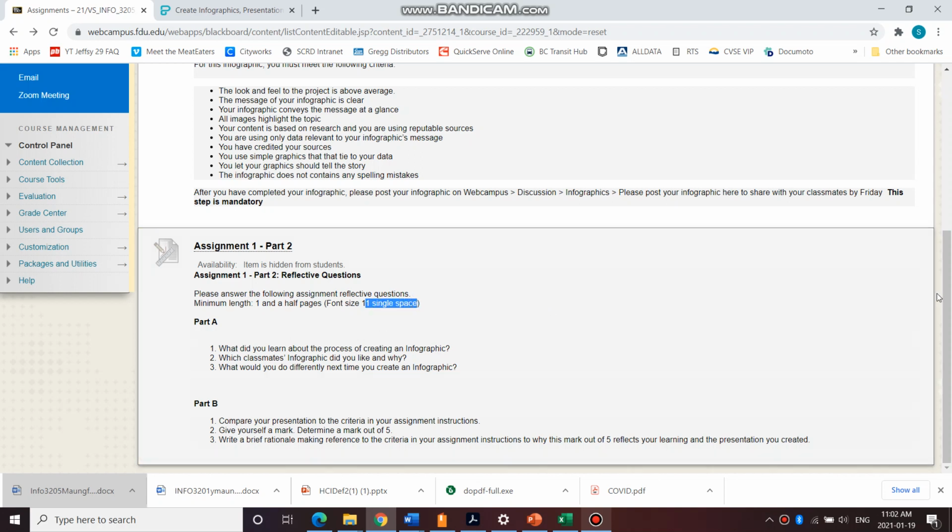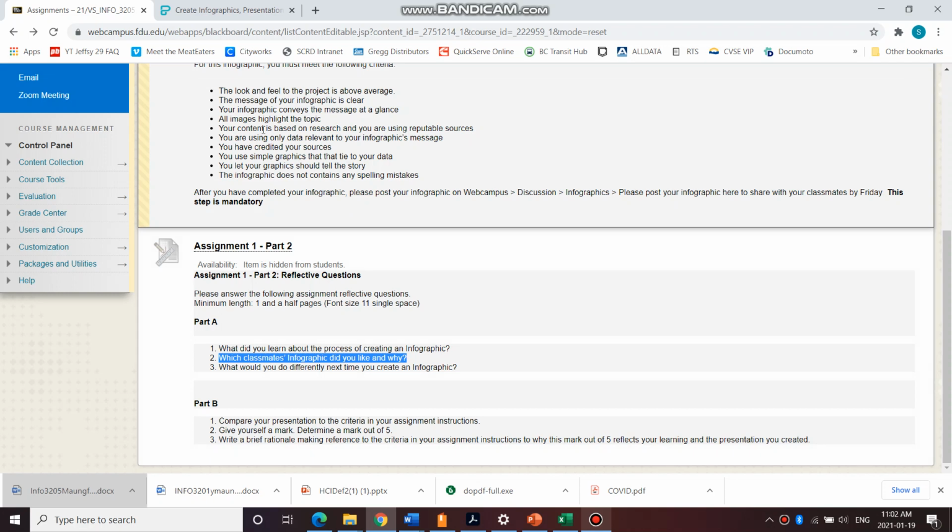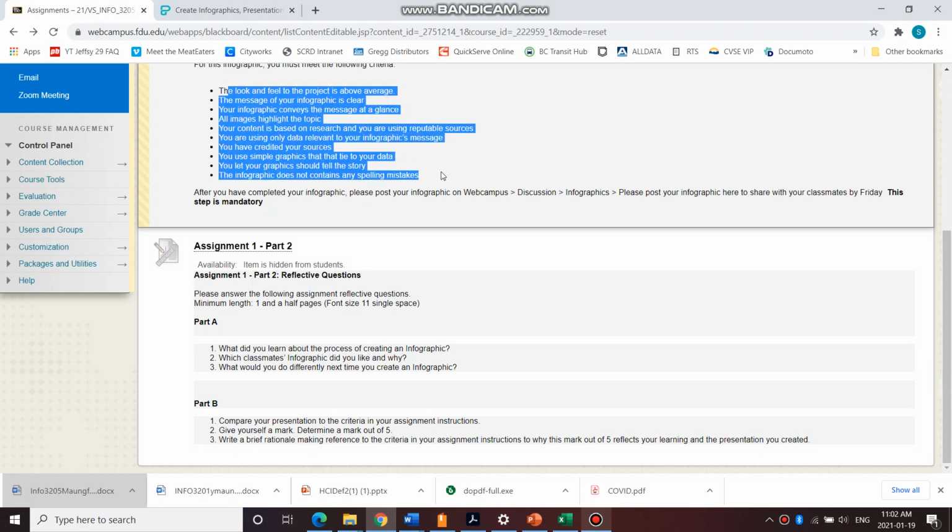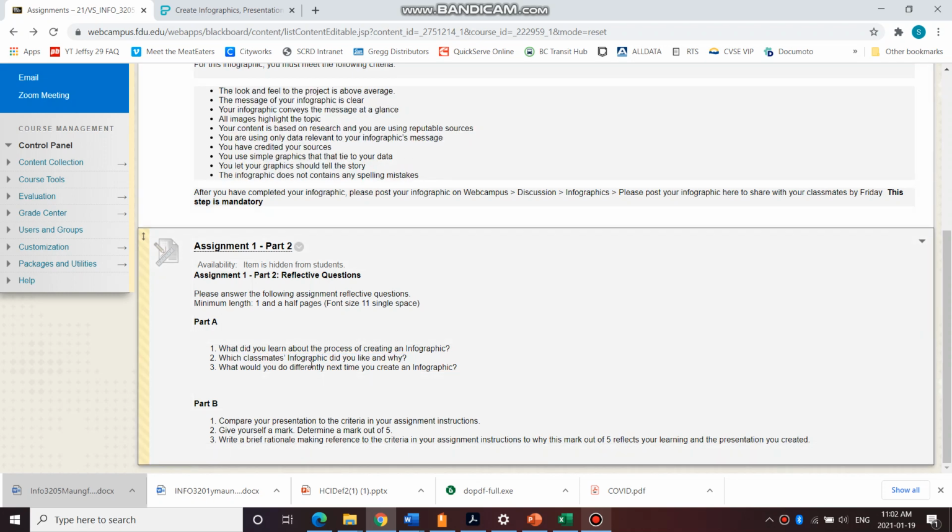The things that you're going to talk about: what did you learn about the process of making an infographic? What did you learn this week as you were doing your assignment? And you have to look at your classmates' infographics. Which of your classmates' infographics did you like, and why did you like that infographic? Think of the reasons. It could be based on these reasons or on your reading. What did you think was good about your classmate's infographic? Just one of them, you just have to pick one.